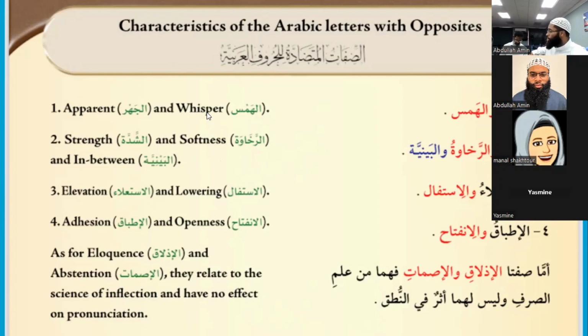This category has to do with vibration of the vocal cords. The second category has to do with flow of sound at the articulation point. The third has to do with fattening or thinning. And the fourth and last one is called adhesion and openness, and that is a characteristic of the mouth. Fattening a letter is either exaggerated, or regularly fat, or not fat at all, thin. Adhesion is fattening a letter to the point that it's exaggerated.